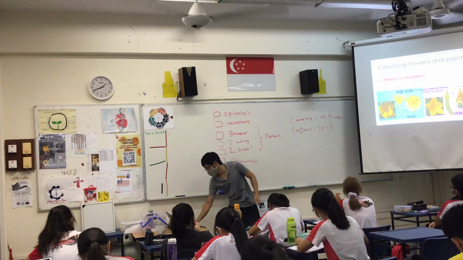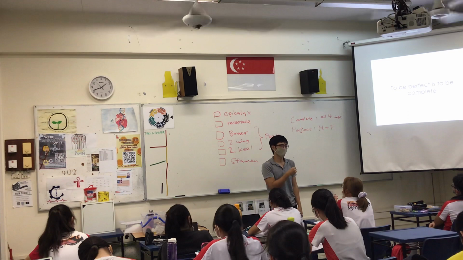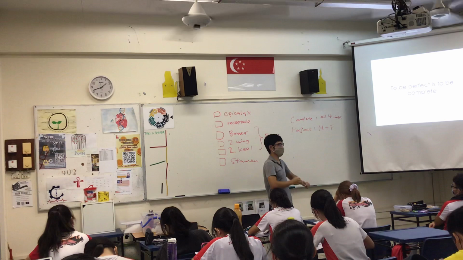So now a brain teaser for you. To be perfect is to be complete. True or false in the plant kingdom? To be perfect is to be complete. True or false? Think about it. To be perfect, you must be complete.